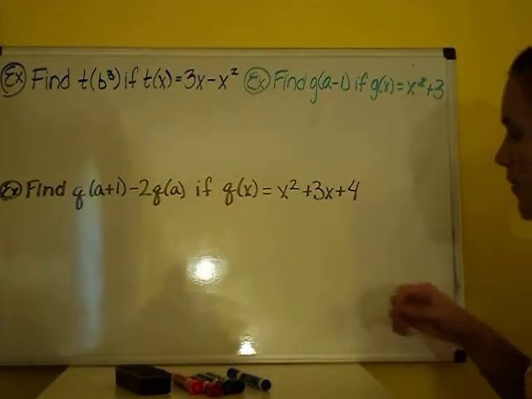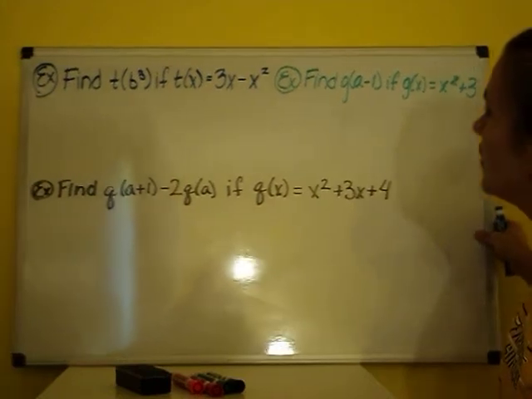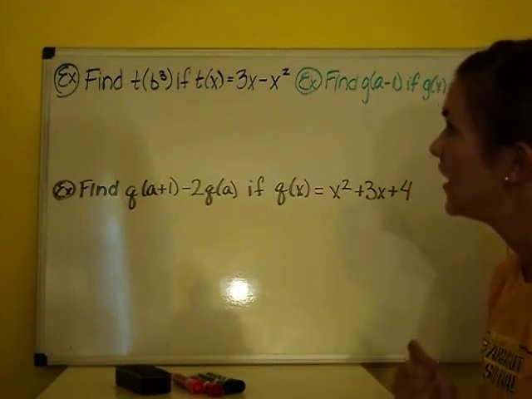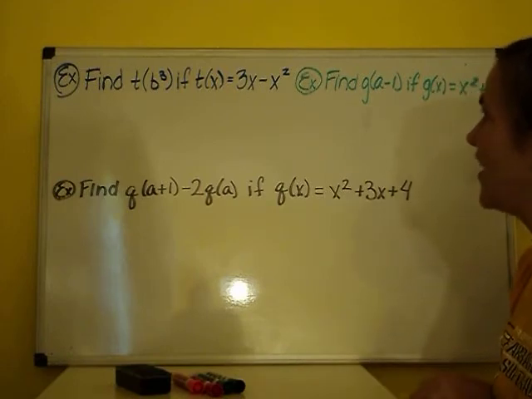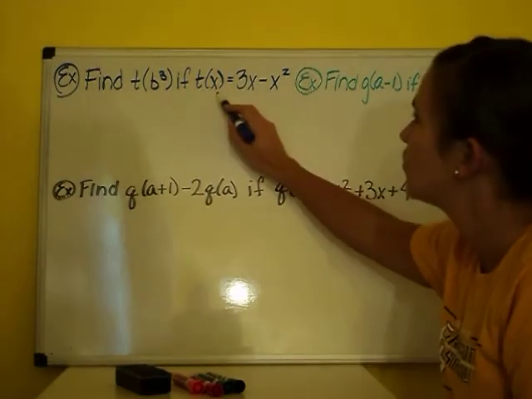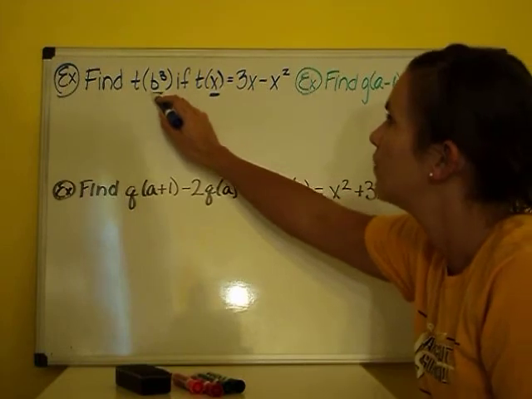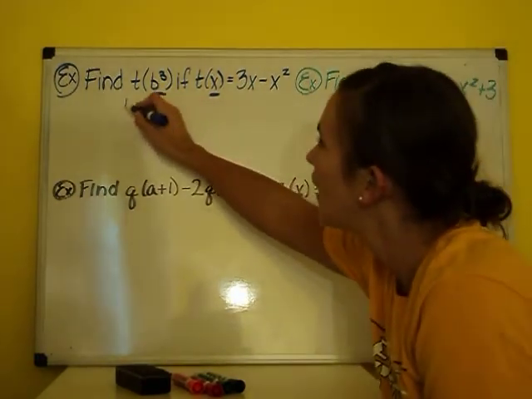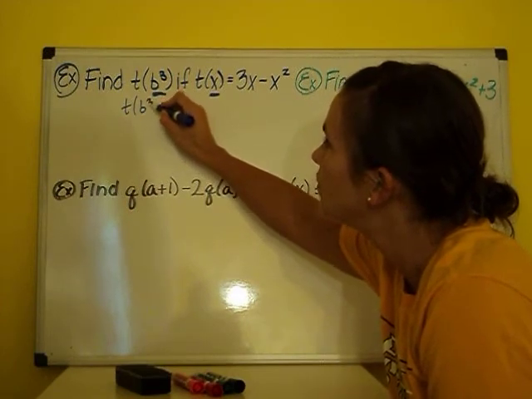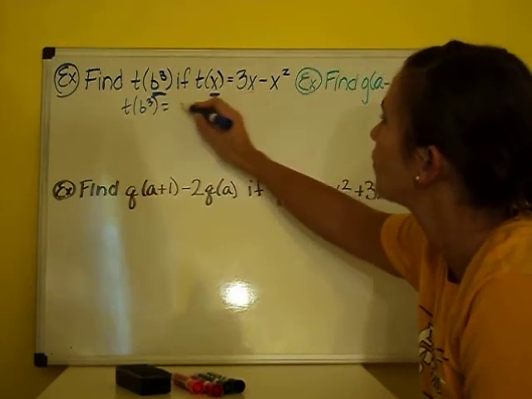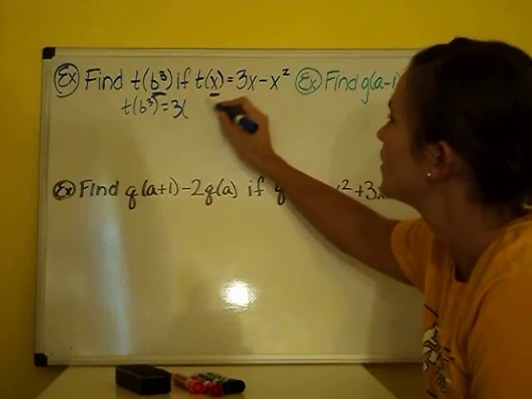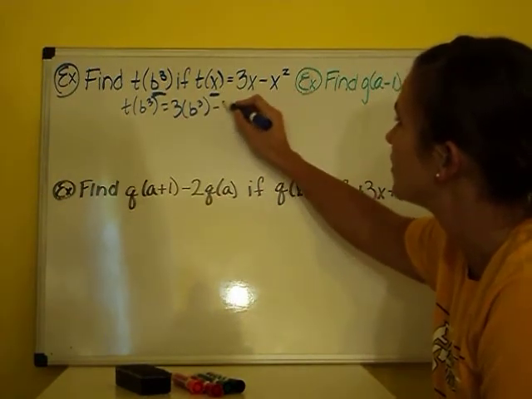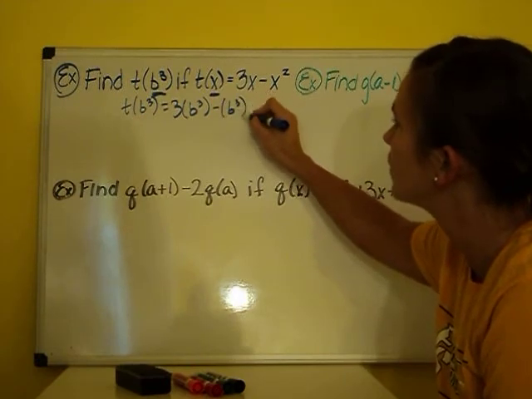Alright, let's do some examples. So here it says, find t of b cubed if t of x equals 3x minus x squared. So wherever we see this x, we're going to put that b cubed in its spot. So we're going to have t of b cubed is going to equal 3 times, there's an x here, so I'm going to put my b cubed in there, minus, there's another x, so I have b cubed squared.